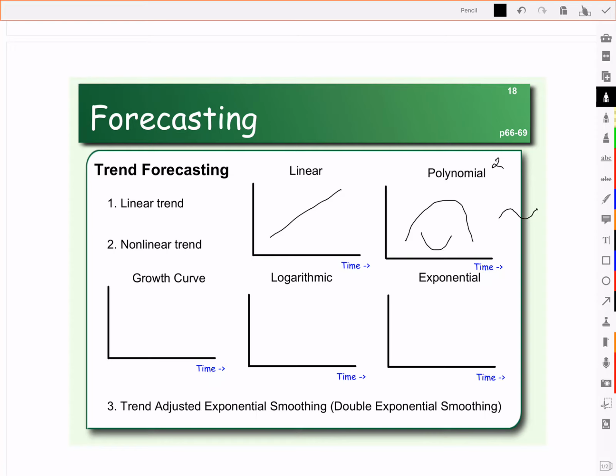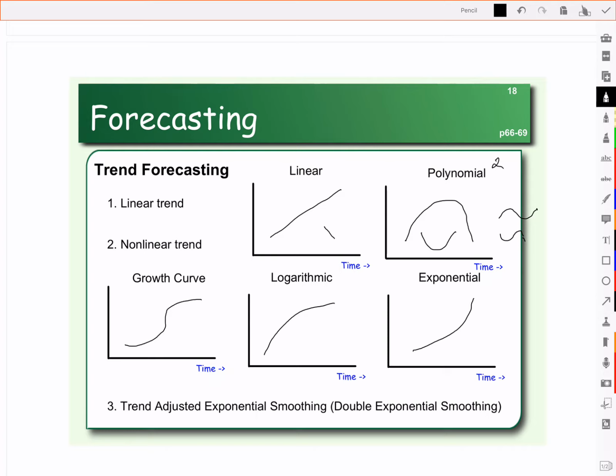Now, of course, these can also go the other direction as well, just like the linear trend can go the other direction. So polynomials are really about the number of turns. How many different directions does your curve go? You may have a pattern in your data that is a growth curve. So growth curves look like that. You might have a logarithmic shape. You might have an exponential shape. Okay. So the key is to plot out your data and identify what kind of trend you have.